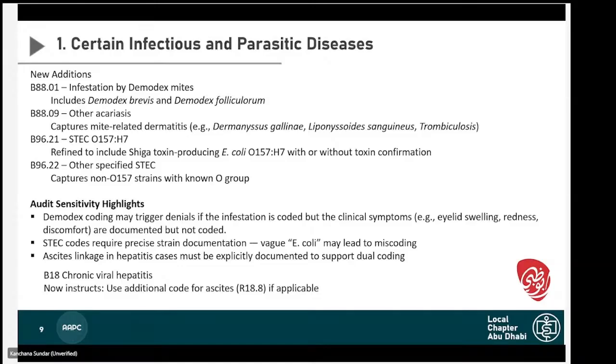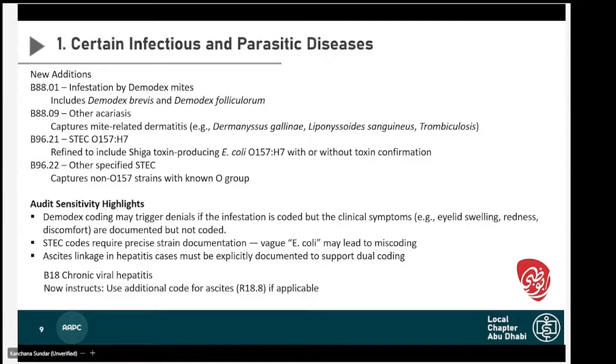And throughout this presentation, I ensured that we are discussing the most important details of where our coding would be impacted and what are the audit sensitivity highlights we have to be very aware of as a coder. So in the first chapter, there are a few organisms which are being added. And every year we have this, a lot of organisms are being added. And to this list, Demodex mites is the new infection which has been added. And the next one is acariasis.